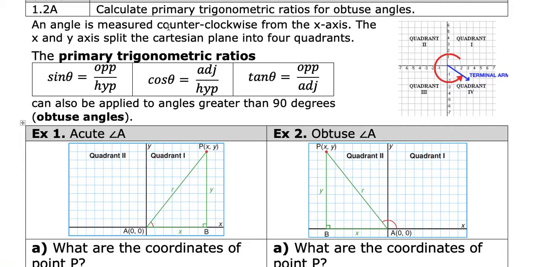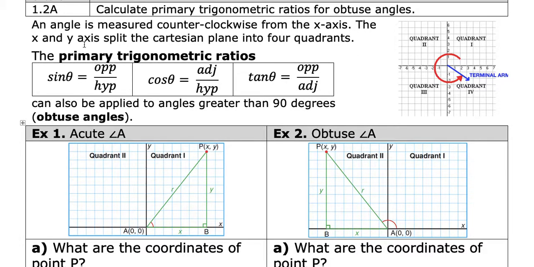An angle is measured counterclockwise from the x-axis. As you see here, this is the x-axis, and on the positive side is where we consider that terminal arm to start. So if we rotate counterclockwise from this position, you can see that we've named the quadrants 1, 2, 3, and 4. So we're going to apply these primary trigonometric ratios to angles that are obtuse, and obtuse angles are between 90 and 180 degrees. Acute angles are between 0 and 90 degrees.